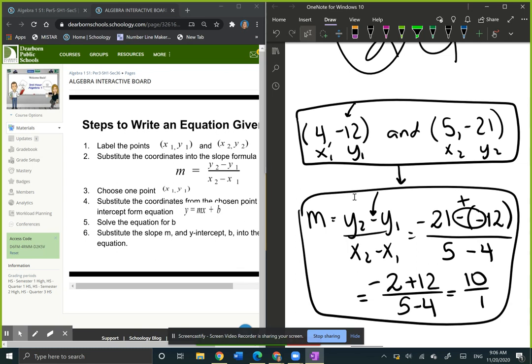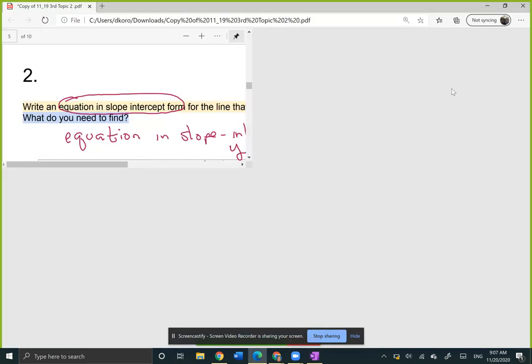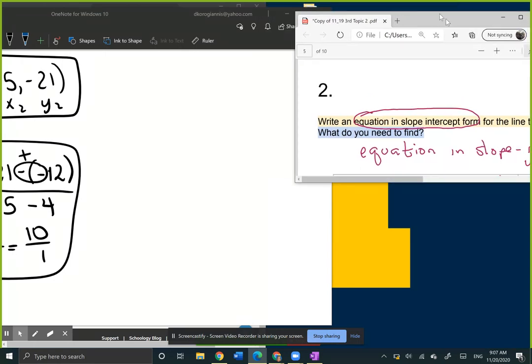Let me just double check on my calculator. So right now you can go on to Desmos and my calculator is not doing what I wanted to do. Give me just 1 second. All right, so we're just going to go with that for right now. Let me just check. Negative 21 minus negative 12, 5 minus 4, because I don't want to go through this and then we were wrong. 4 negative 12, 5 negative 21. Yes, we're correct.